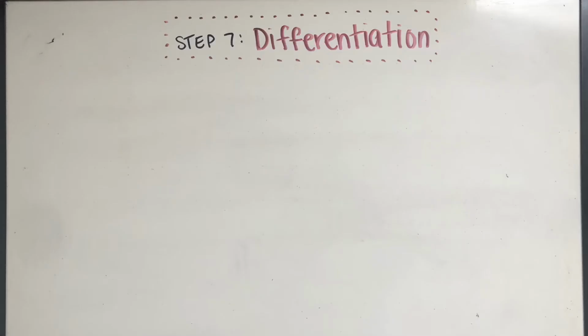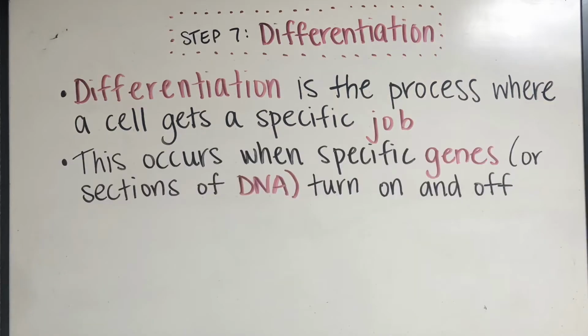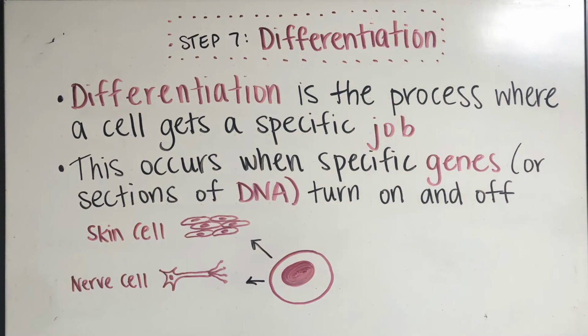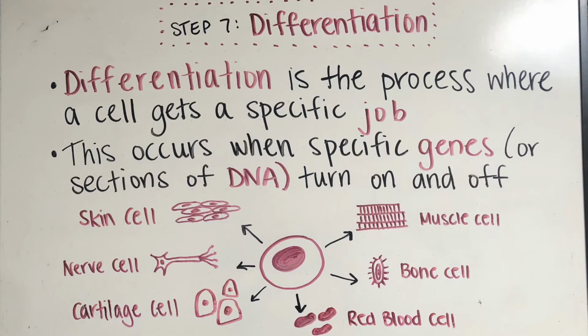Step 7 is differentiation. In differentiation, cells get the specific jobs that they'll have for the rest of their lives. Differentiation occurs when certain genes or sections of DNA are turned either on or off. In the diagram below, you'll see how a generalized stem cell that doesn't have a job can turn into either a skin cell, a nerve cell, a cartilage cell, a muscle cell, a bone cell, or a red blood cell. Remember, this process occurs when genes in the cell are turned either on or off.